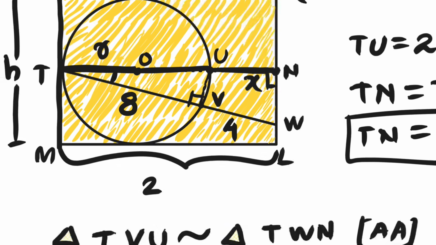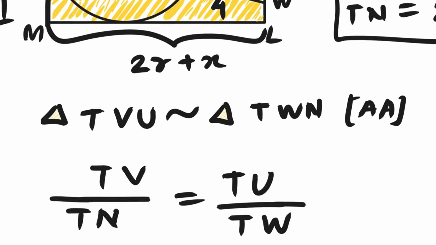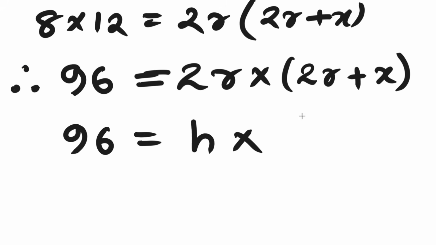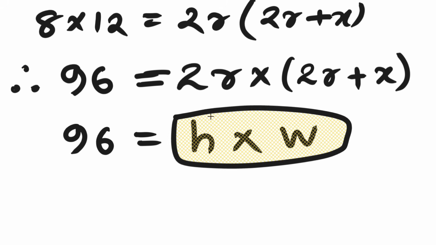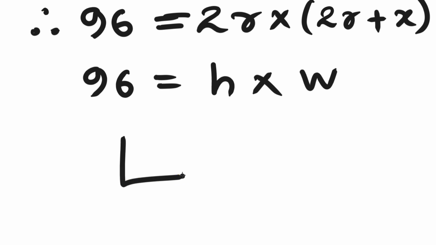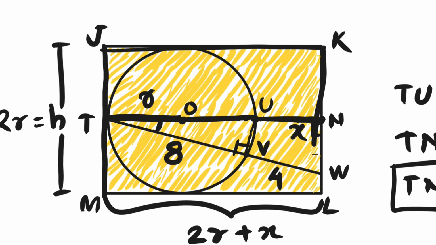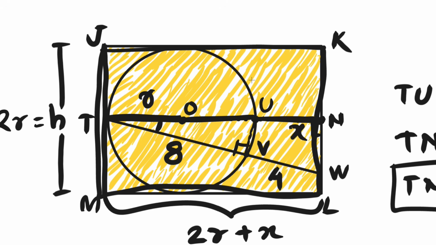So our equation, 96 equals 2R multiplied by the quantity 2R plus X, is really saying 96 equals height multiplied by width. And what is height multiplied by width? Exactly, it is the area of a rectangle. Therefore, the area of rectangle JKLM is 96 square units.